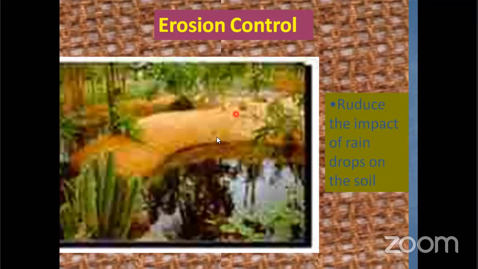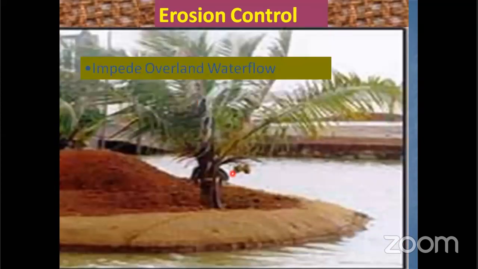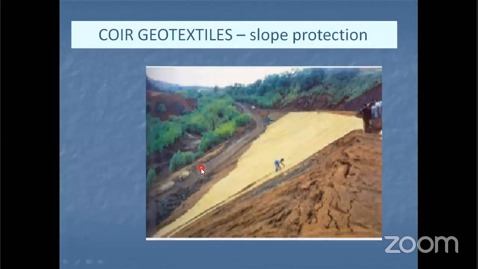Now let us move on to the field applications. This is an application of a coir geotextile, again an erosion control product. It reduces the impact of raindrops. Rainwater is harvested here, and it's also used for rainwater harvesting. It also impedes overland water flow. This is a very common use of geotextiles, for flow protection.